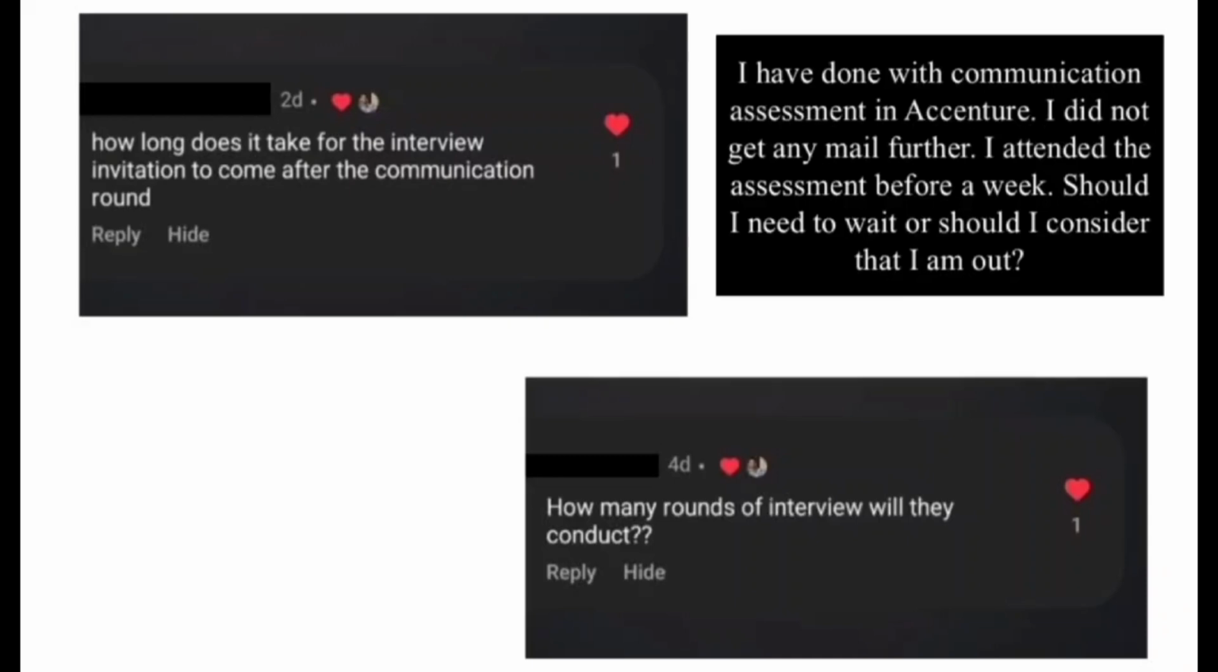I have done with communication assessment in Accenture. I did not get any mail further. I attended the assessment before a week. Should I need to wait, or should I consider that I am out?